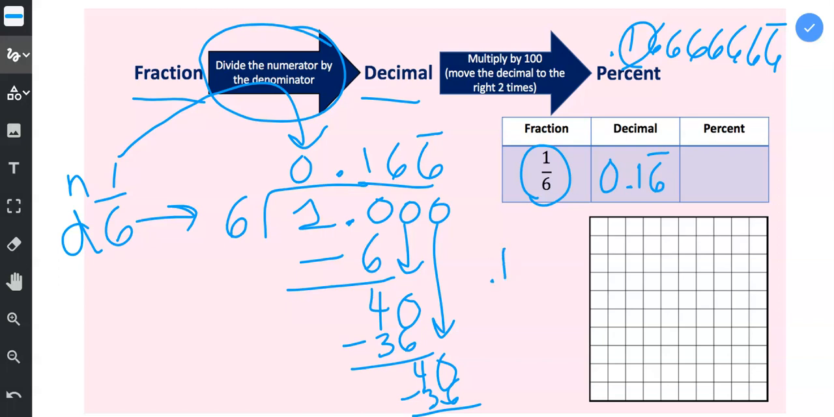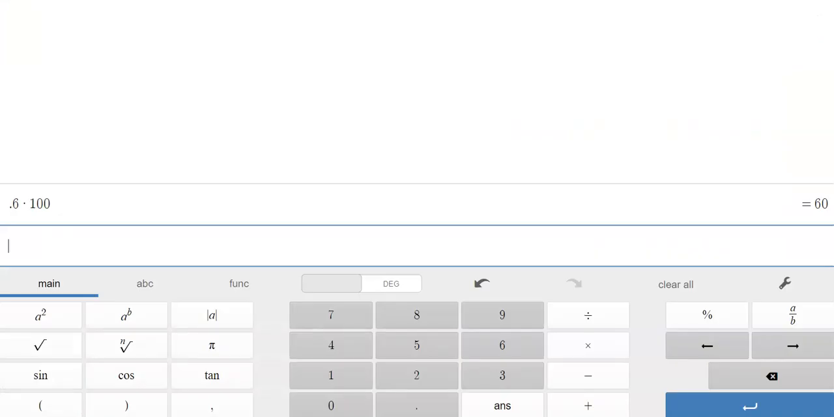Now, from here, I need to change this to a percent, and I actually need, I forgot to do this, I need at least 3 numbers. And I'll show you why in a second. All right, so if I start typing in 0.166666 and I change it to a percent by multiplying by 100, I would get 16.6 repeated. The calculator rounds, that's why there's a 7 on the end.